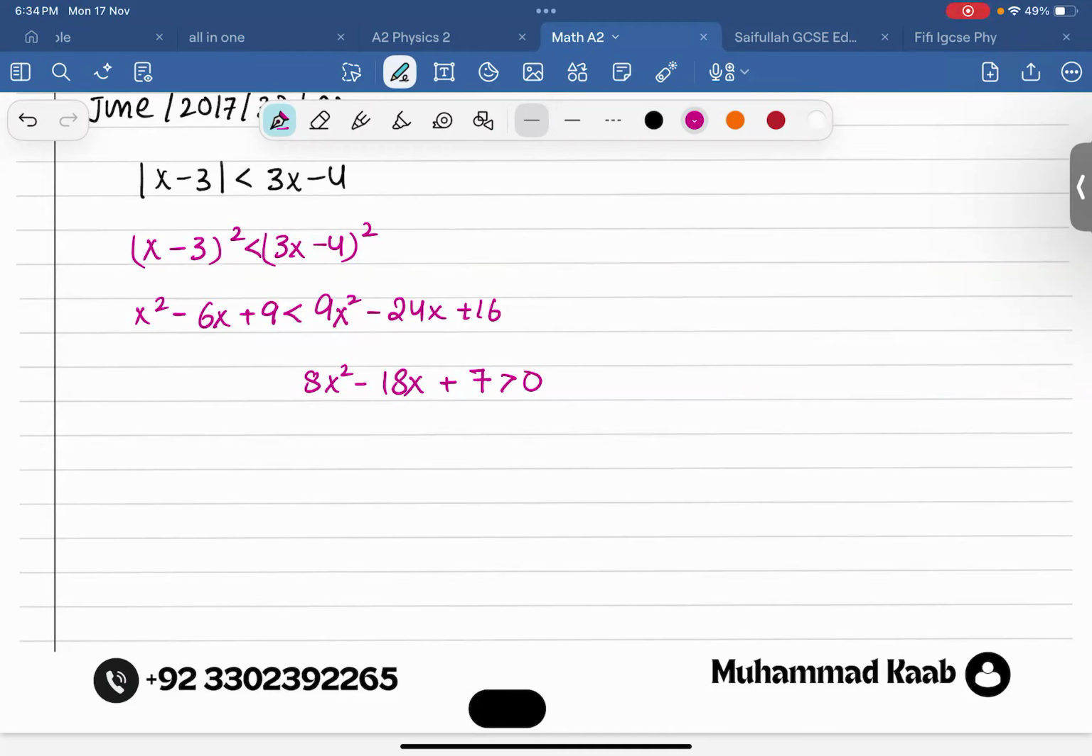Can you solve it? If you just put it in the calculator, I'm getting 7 over 4, and I'm getting x as 1 over 2, right? So what would be the answer?